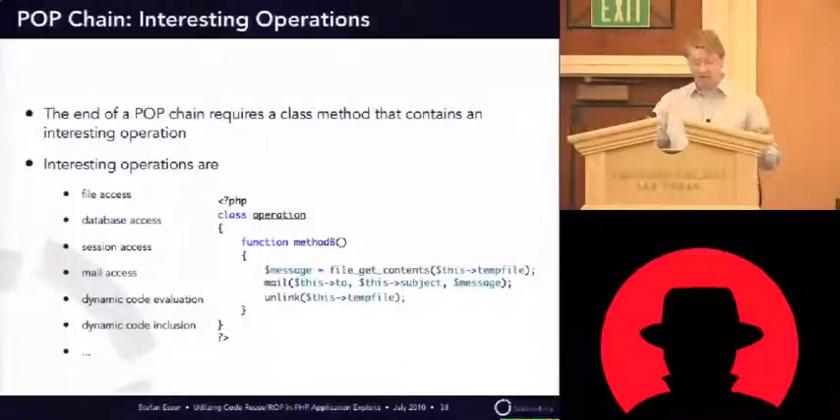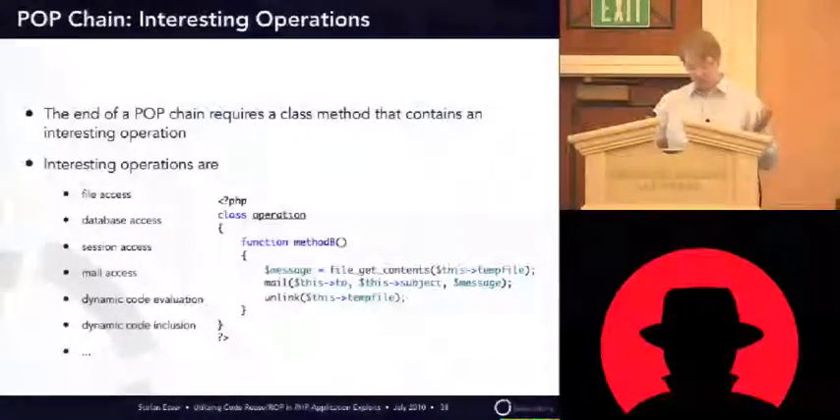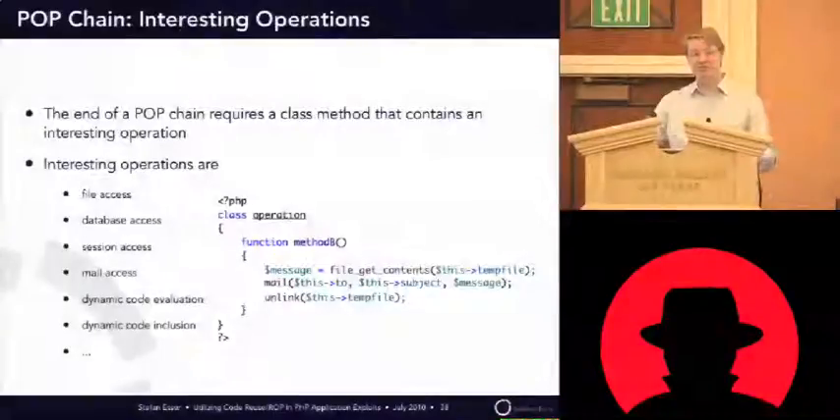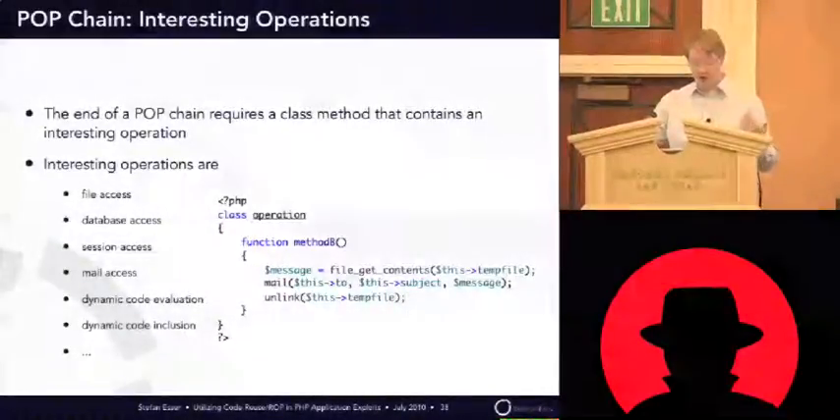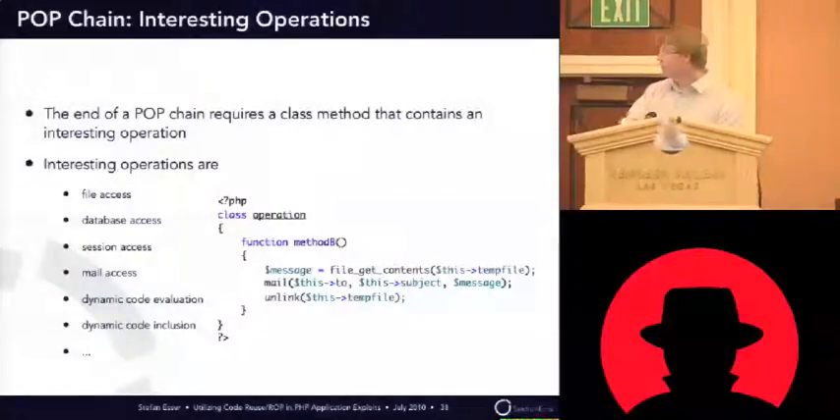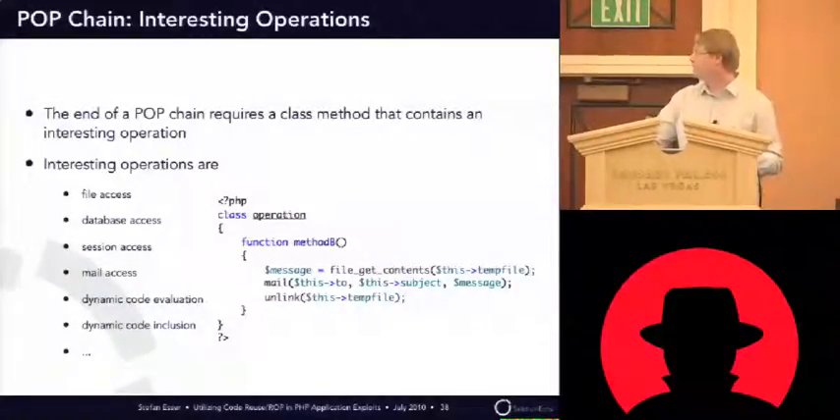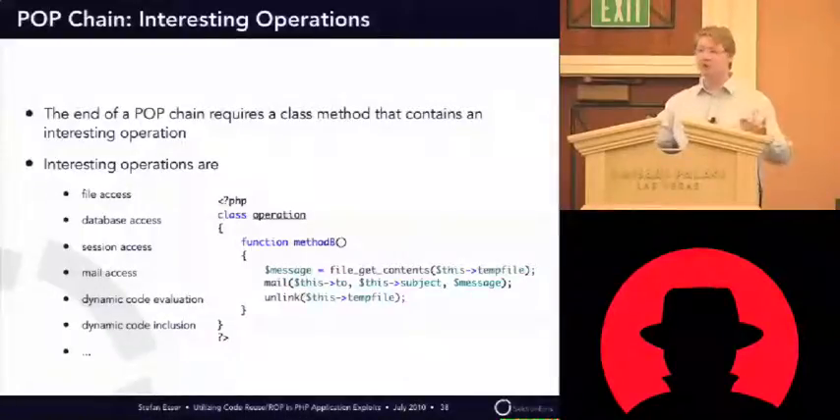You can see this: file access, database access, access to the session, access to the mail function. Sometimes you even get the execution of PHP code or inclusion of PHP code. And in this example, this would allow you to load an arbitrary file in memory, mail it to any email address, and in the end attempt to delete the file.